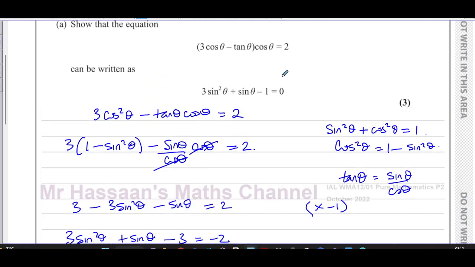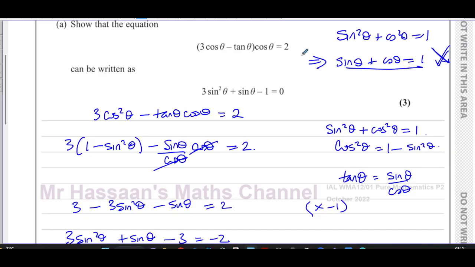Now, one of the places where many students make errors, and I want to address this because a lot of students make these errors, is they think that because sine squared theta plus cosine squared theta equals 1, that entails that sine theta plus cosine theta equals 1, and that's completely wrong. You can't say, let's square root both sides. Many students replace a cosine theta here with 1 minus sine theta. You can't. Only when it's squared.